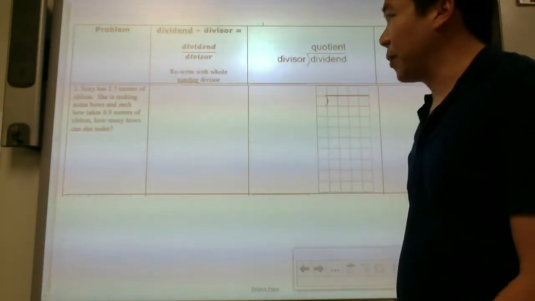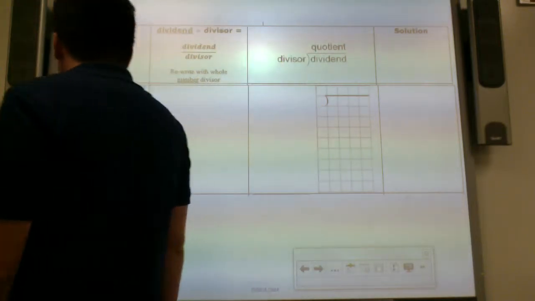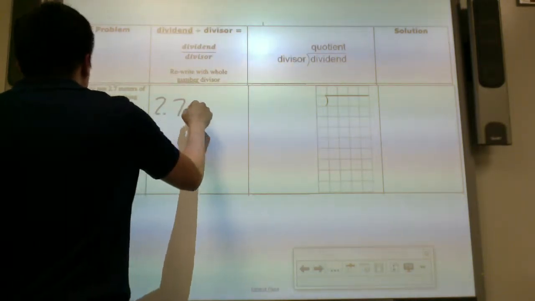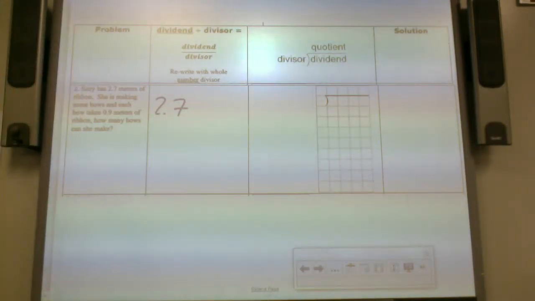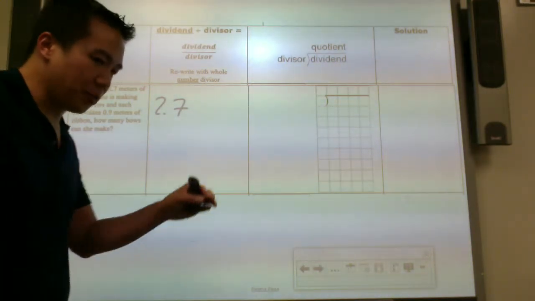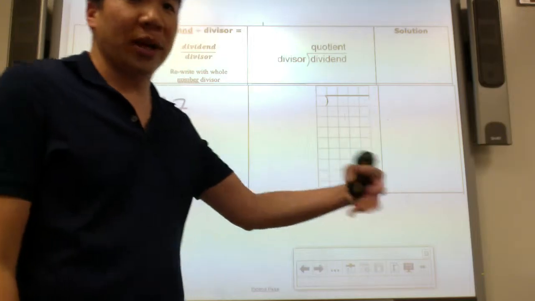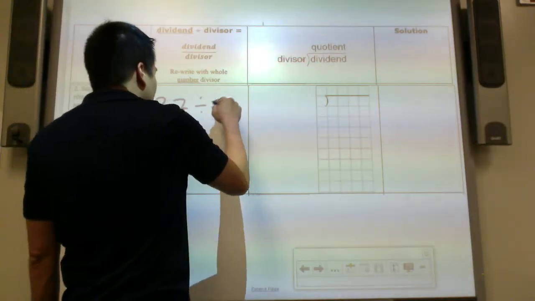All right, let's look at the next one. Susie has 2.7 meters of ribbon. She is making some bows, and each bow takes 0.9 meters of ribbon. How many bows can she make? So each bow takes 0.9, 0.9, 0.9, 0.9. So how many bows can she make?